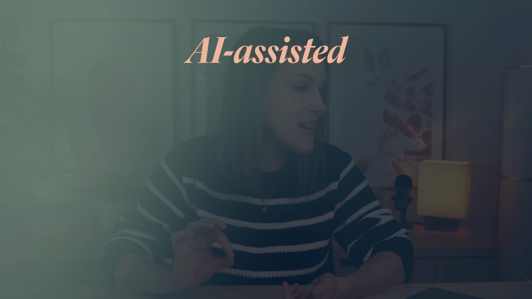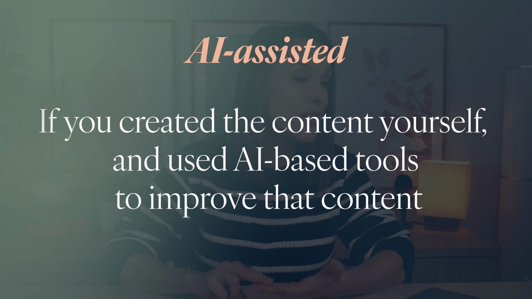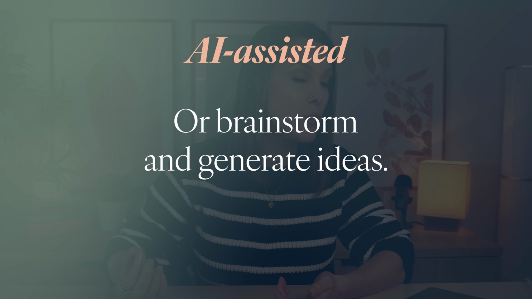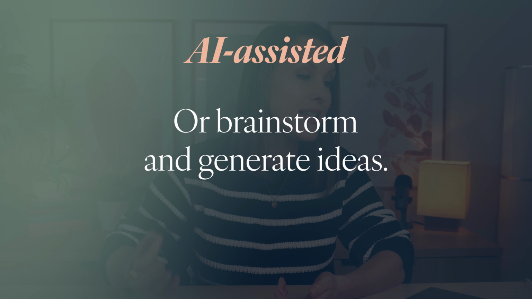So if your content is AI generated, you will have to check a box when you're publishing that book to let KDP and Amazon know. Now, there is also AI assisted content. This is if you created the content yourself and used AI-based tools to edit, refine, error check, or otherwise improve that content, whether text or images, then it's considered AI assisted, not AI generated. Or if you used an AI-based tool just to brainstorm and generate ideas, but ultimately created the text or images yourself, this is also considered AI assisted and not AI generated. And in that case, you are not required to inform Amazon KDP that you have used any of those tools.